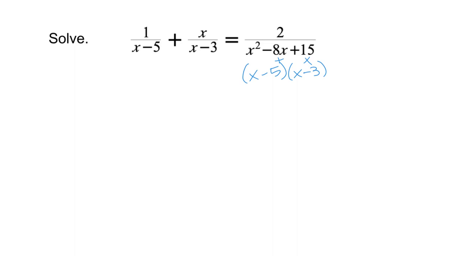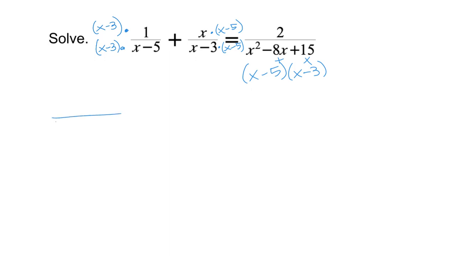So let's do this. The first fraction doesn't have the x minus 3, so we are going to multiply x minus 3 to the top and bottom of that. The middle fraction doesn't have the x minus 5, so I'm going to multiply that one by x minus 5. And that last fraction already has both, so I don't need to do anything to that last one. Okay, let's see what we get when I do this.